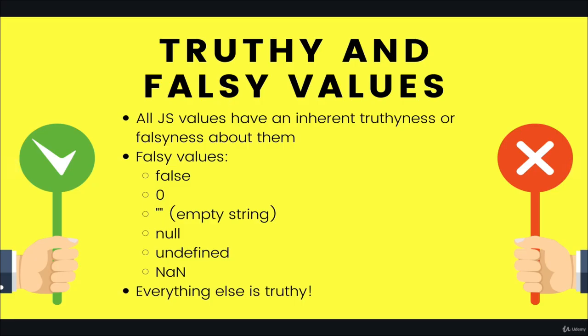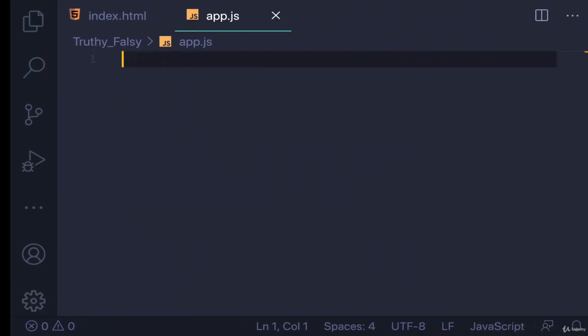Now, this matters for a couple of reasons we'll see as we make more progress, but let me just lay out the rules. Every single value in JavaScript is considered truthy except for the following. False. Okay, that one makes sense. It should be falsy. 0. Empty string, null, undefined, and not a number, or NaN. Everything else is truthy.